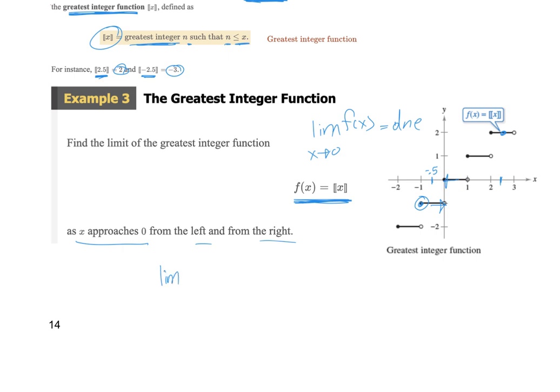So the limit of f of x as x approaches 0 from the left will be negative 1. And the limit of f of x as x approaches 0 from the right will be 0. So those are the one-sided limits for the greatest integer function.